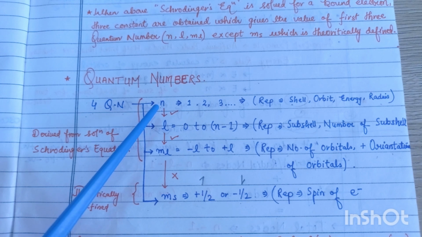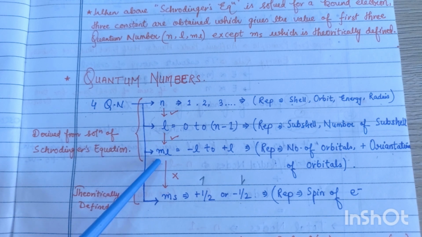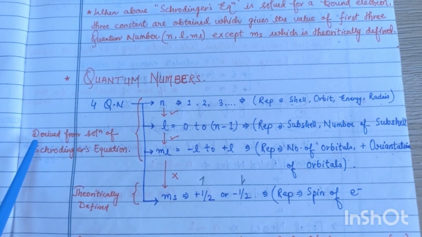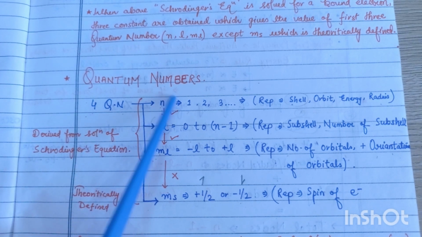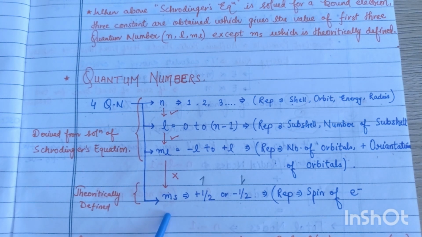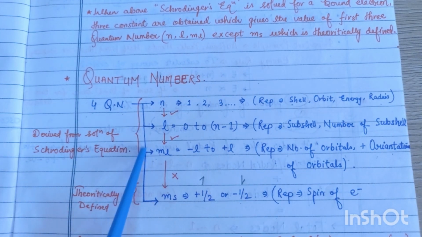So if you know the value of principal quantum number, then only you can determine the azimuthal quantum number. If you know the value of azimuthal quantum number, then only you can determine the value of the magnetic quantum number. These three quantum numbers, as you are seeing in this arrow, are derived from the Schrodinger wave equation. It means mathematically proven quantum numbers are the first three quantum numbers. But the last quantum number is theoretically defined. It is spin quantum number. Let's first discuss the first three quantum numbers that are derived from Schrodinger wave equation.